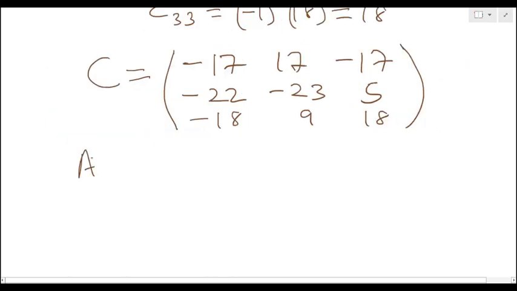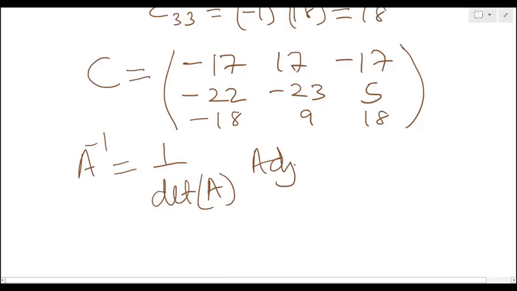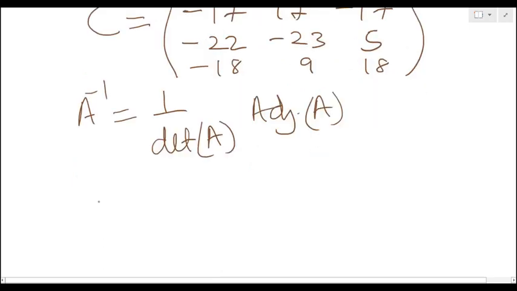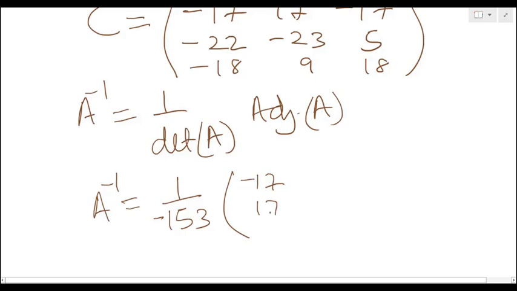Now the inverse of A is therefore equal to 1 over the determinant of A multiplied by the adjoint matrix of A, which means that the inverse of A is equal to 1 over the determinant of A. The determinant was minus 153. For the adjoint, we take the transpose of C, that is minus 17, 17, and minus 17, minus 22, minus 23, and 5. Lastly, we have 18, minus 18, 9, and 18.